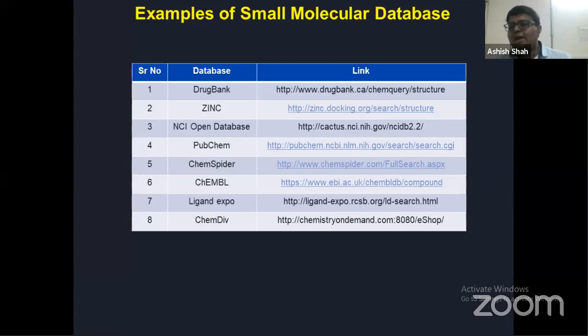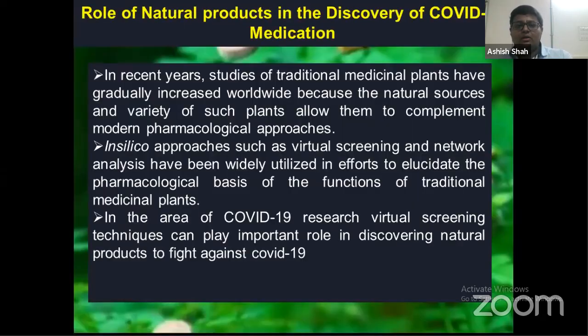Because now in COVID-19, our first aim is repurposing of drugs or repurposing of chemicals. We want to identify, from existing molecules, which may be more effective. So that is our first approach. Because if we go for conventional drug designing, it will require time. That's why we are doing this. So these are some databases that you can use.